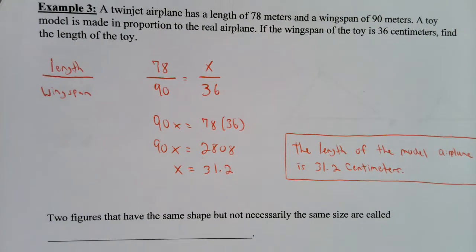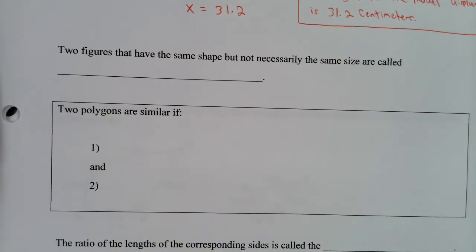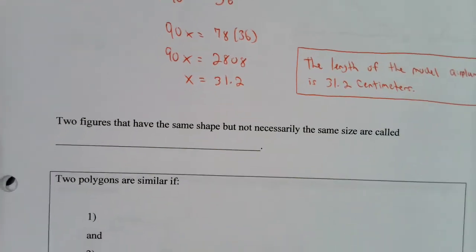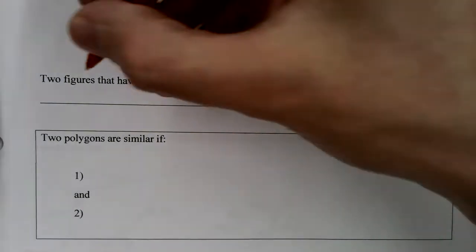Okay, so unit 4, the unit we just did was congruence. Okay, congruent figures have the same shape and the same size. All the corresponding angles were congruent, and all the corresponding sides were congruent. Now we're not going to do congruence because we just did that. The unit is called similarity. Okay, back to the first page, unit 5, similarity. Two figures that have the same shape, but not necessarily the same size, are called similar figures.